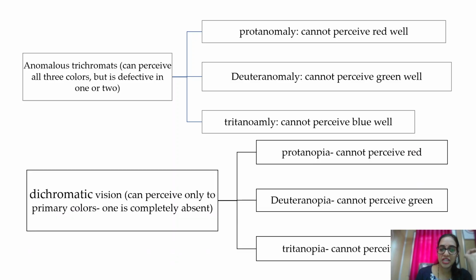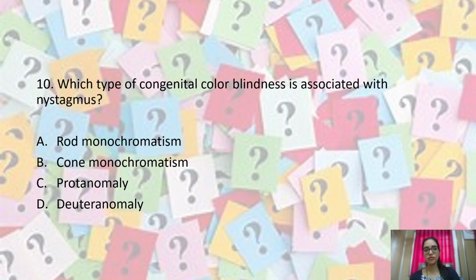When you say dichromatic vision, the person can appreciate only 2 colors. Protanopes cannot perceive red at all, so they use green and blue. Deuteranopes cannot perceive green, and tritanopes cannot perceive blue. Which type of congenital color blindness is associated with nystagmus?